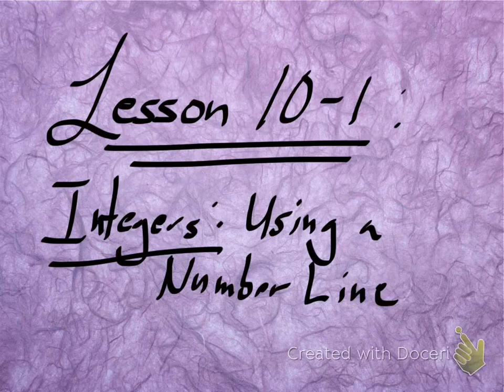Now, integers is just a code word for positive and negative numbers. So we have the counting numbers 1, 2, 3, 4, 5, 6, 7, 8, 9, 10. The integers include 0, and then also -1, -2, -3, and so on. So it's the counting numbers with a negative sign in front of them. And what it really means is the opposite of all the positive numbers.